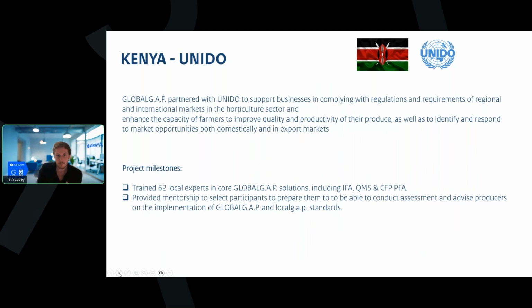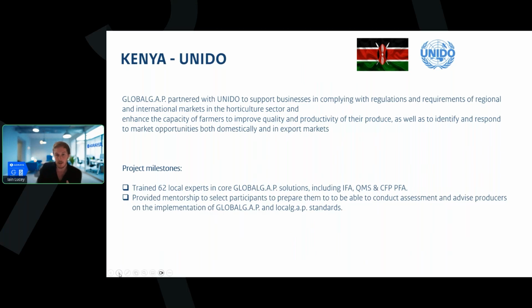So in Kenya recently, this was a project that we finished probably about a year and a half ago. We partnered with UNIDO, which is the United Nations Industrial Development Organization, with the goal of supporting local producer groups, so those that were already reasonably advanced towards certification, and to enhance the capacity of the farmers of these producer groups to improve the quality and productivity of their produce. And we also supported in the identification of both domestic and export markets.